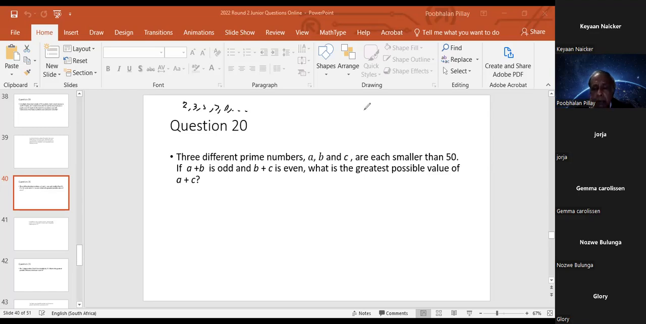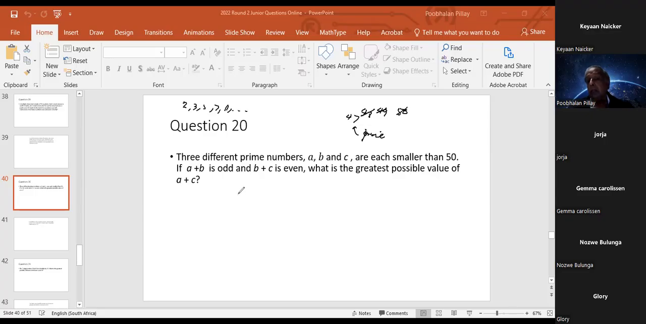The last prime number before 50: 50 is not a prime number. 49 is not a prime number, it's 7 times 7. 48 is not a prime number. 47, if you try to factorize 47, you won't get an answer. So this is prime. So you got all the way 2, 3 up to 47. Those are the primes that we're looking at. Now, if A plus B is odd and B plus C is even, what is the greatest possible value for A plus C?